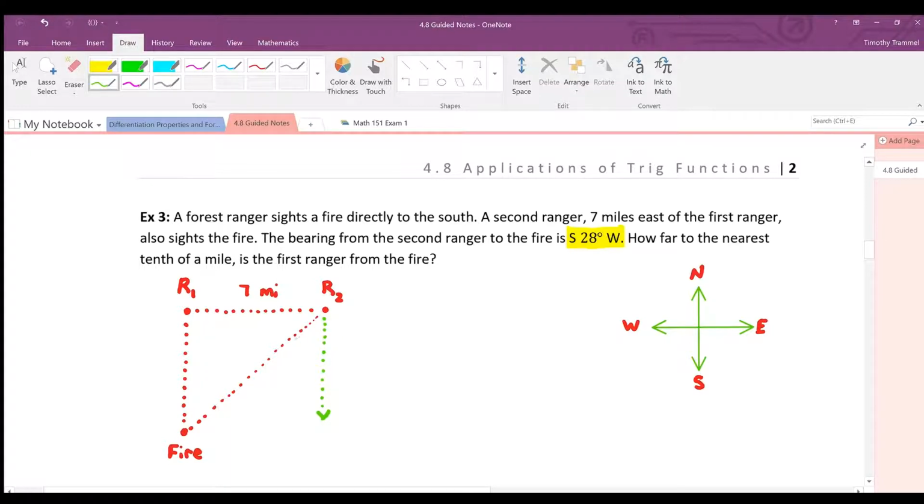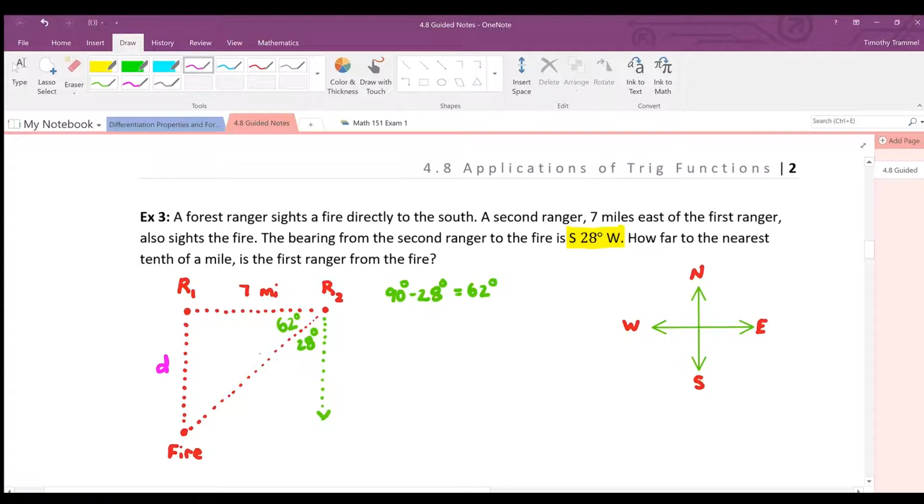Okay. So that means that this 28 degrees is actually right here, which means the angle in the triangle here should just be 90 minus 28. Right, and if we do 90 minus 28, that's going to give us 62 degrees. Okay, so that's what we'll put in here. Now, note, what are we trying to find? Well, if we look, how far to the nearest tenth of a mile is the first ranger from the fire? So we'd really like to know this distance right here.